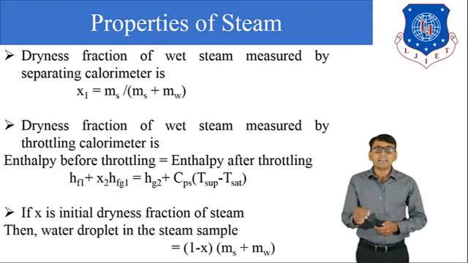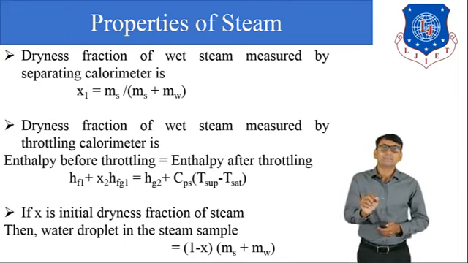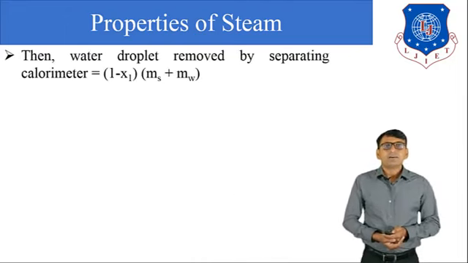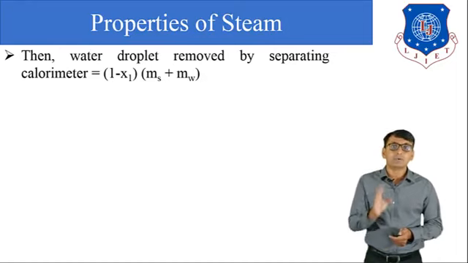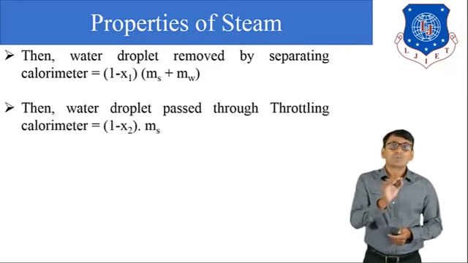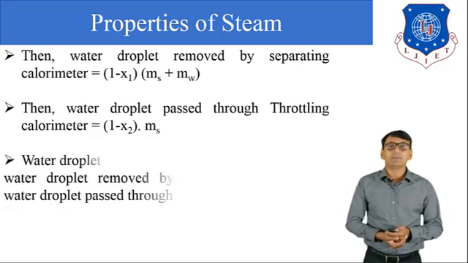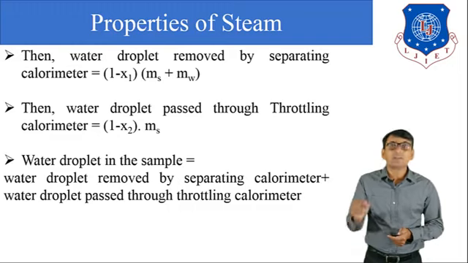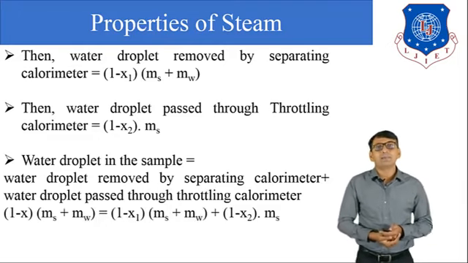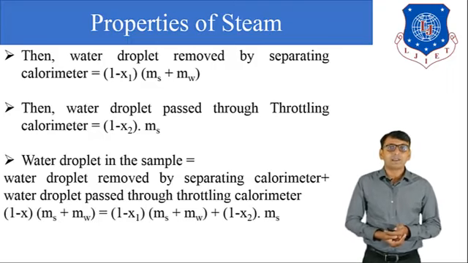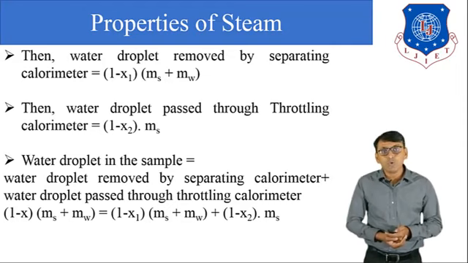Now if x is the initial dryness fraction of steam, then the water droplets in the steam sample are equal to (1 minus x) times (ms plus mw). The water droplets removed by the separating calorimeter are equal to (1 minus x1) times (ms plus mw). Then the water droplets passing through the throttling calorimeter are equal to (1 minus x2) times ms. So the water droplets in the sample are equal to the water droplets removed by the separating calorimeter plus the water droplets passing through the throttling calorimeter. From these three steps we put in the values: (1 minus x)(ms plus mw) is equal to (1 minus x1)(ms plus mw) plus (1 minus x2) ms.